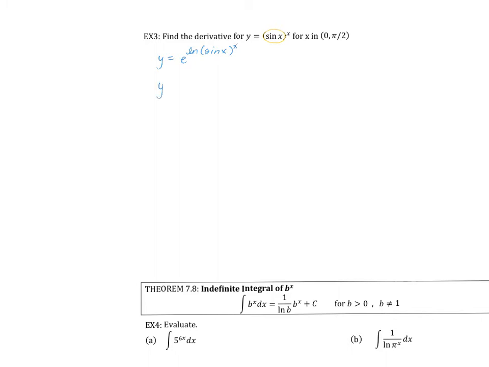What that allows me to do, and notice I haven't even taken the derivative yet, is take the x from the exponent and bring it out in front of our natural log. So now I've rewritten my function y as the exponential function. And remember, that's really easy when you take the derivative of the exponential function. It stays the same times the derivative of the exponent, which is x times the natural log of sine of x.